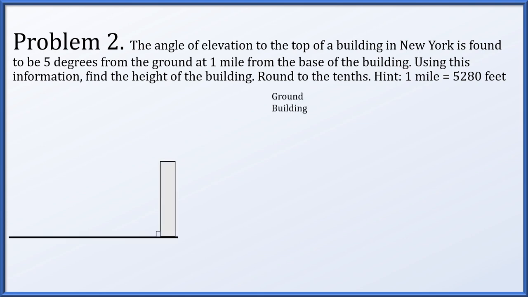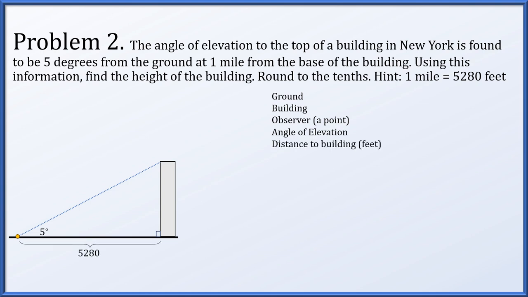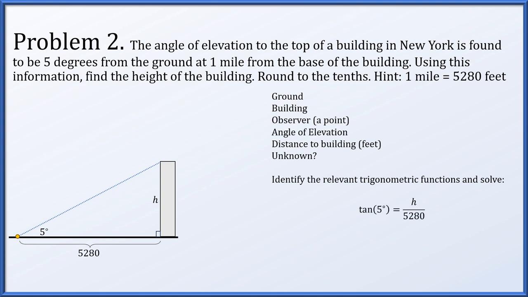Let's draw a building. All right. We've got our observer, who we consider to be a point on the ground. There's an angle of elevation to the top of the building of 5 degrees. There's a distance to the building, 1 mile, 5,280 feet. What are we trying to solve for? The height of the building. Now, what trigonometric function is relevant? Here it's the tangent of 5 degrees is h over 5,280. So the height of the building is 5,280 times the tangent of 5 degrees, which is about 491.9 feet.